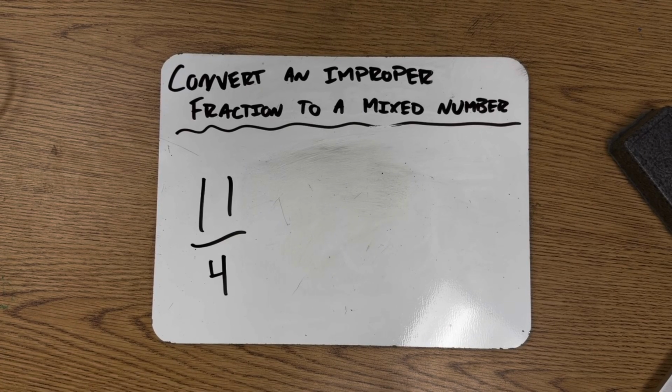But when we're done with it, we usually want our final answer to help make sense in the real world. Mixed numbers, when we convert over to them, they show us how many whole objects we end up having and how much is left over. And it's much easier in a real world context to understand.